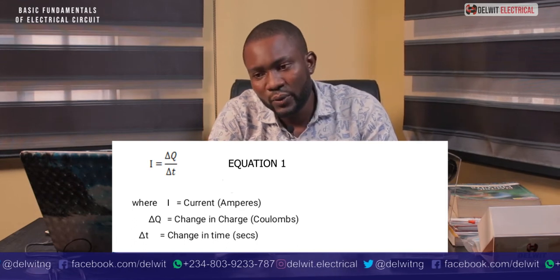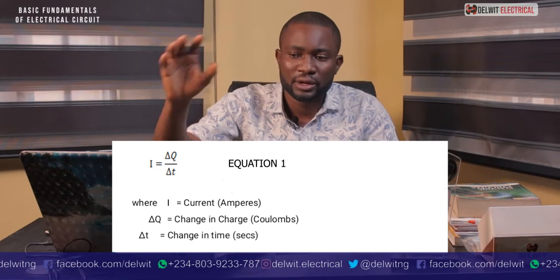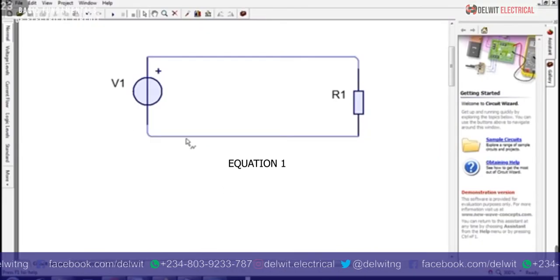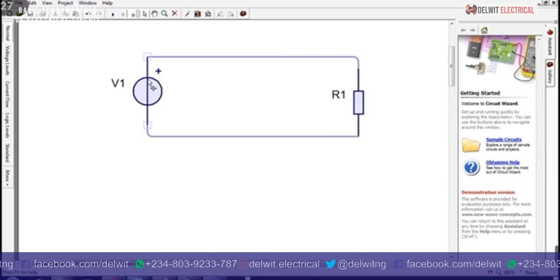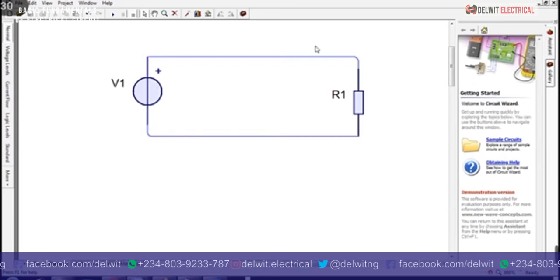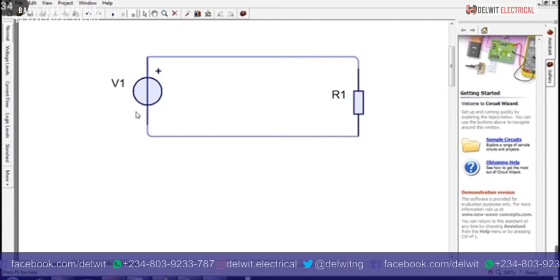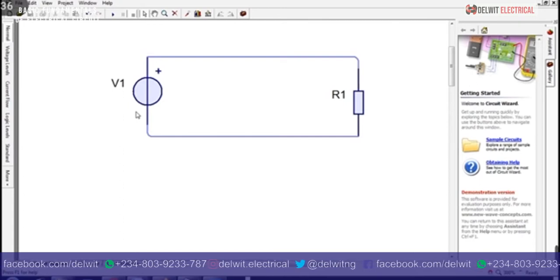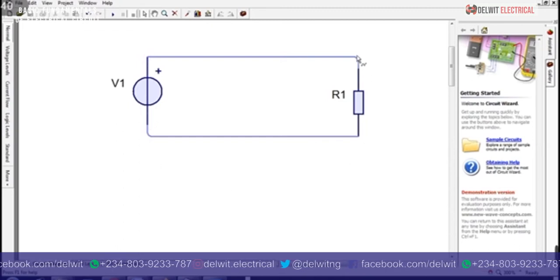Now, current, we know, usually flows from the higher potential to the lower potential. So from our circuit, as you can see on the screen, this is our voltage source. Current will flow from the higher potential down to the lower potential. But we know that the electron is the opposite, it flows in this opposite direction. So when the electron is flowing, it flows in this direction.